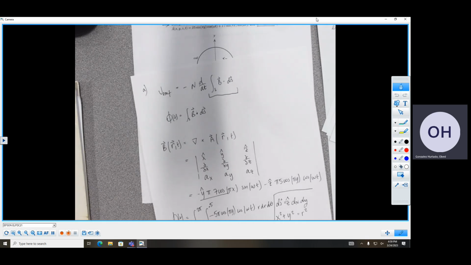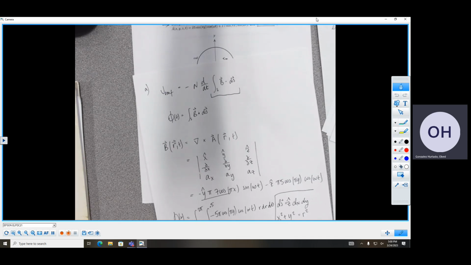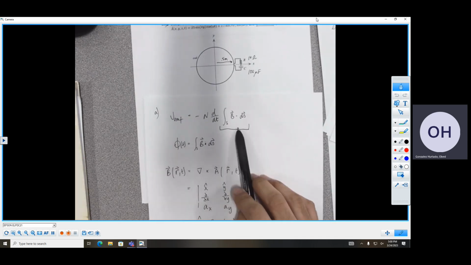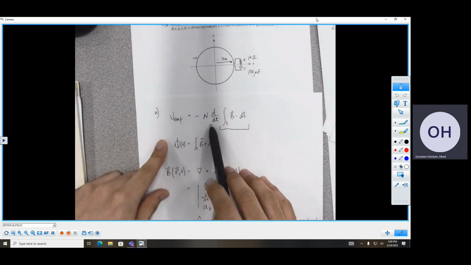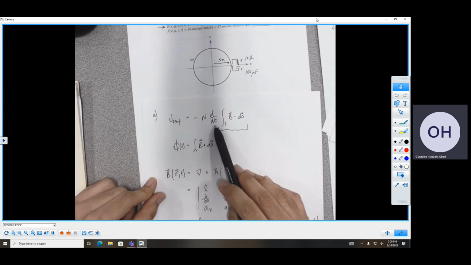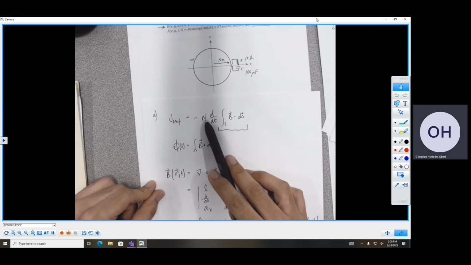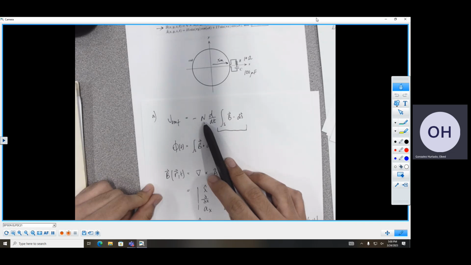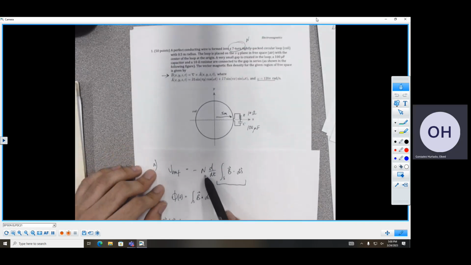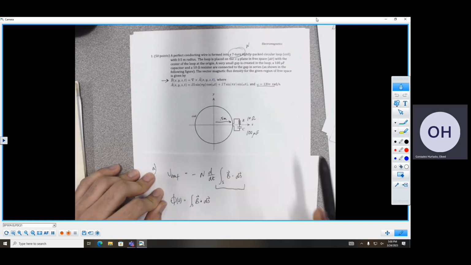From there, we would get a value for this. And so we would just plug it back in over here. So from there, we would take the derivative with respect to time, and then just multiply it by the turns. And it'll specify that it was a 7 turn.